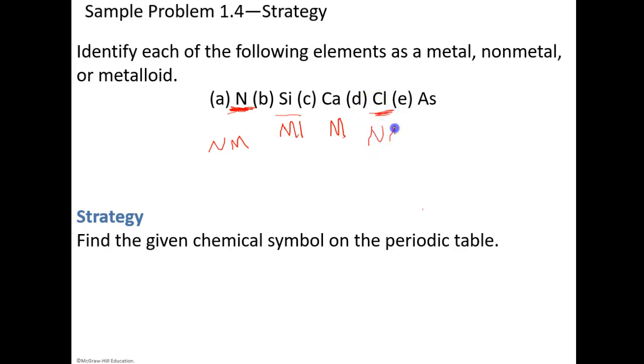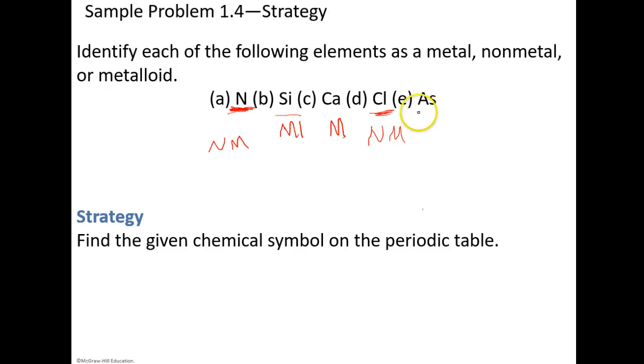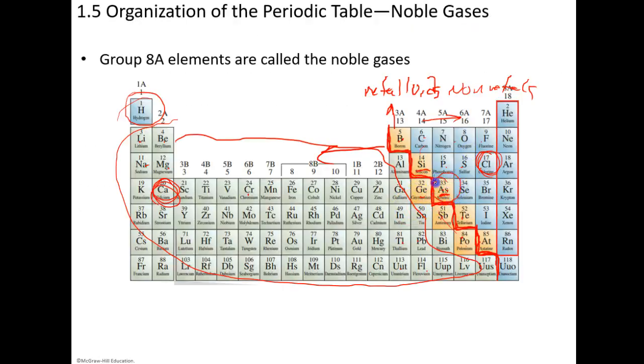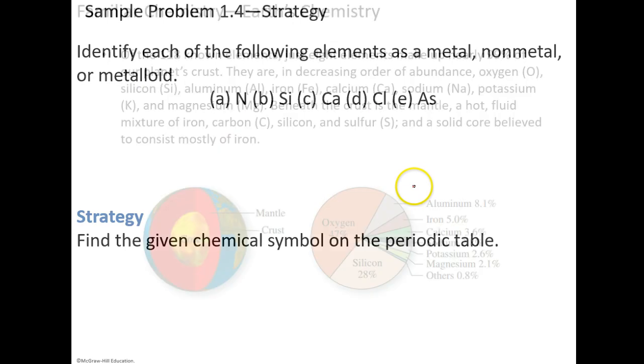Chlorine is a nonmetal. How do I know? Because chlorine is right there. And then finally, arsenic. That is one of the metalloids. How do I know? It is right there in the orange color. Okay, so we just did that.